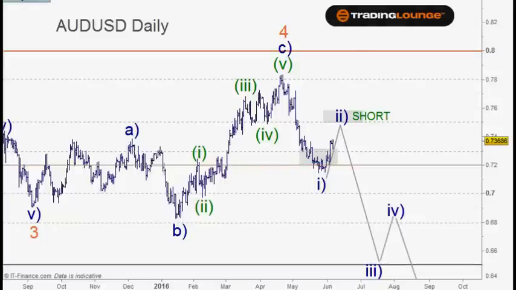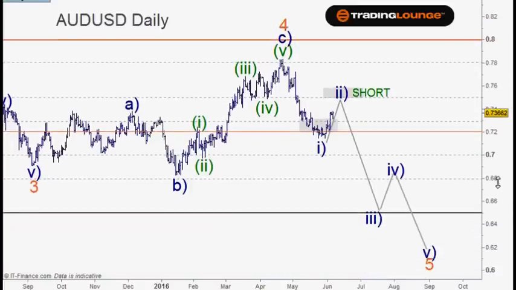I'll be covering the Aussie US, Bitcoin, the Pound Aussie, the Euro Aussie, and the US Yen. And with the Aussie US here, I'll start from the beginning: wave 3 here, an A wave, a B wave, and 5 waves up here for the C wave of wave 4. So we're looking for 5 waves down through to here.